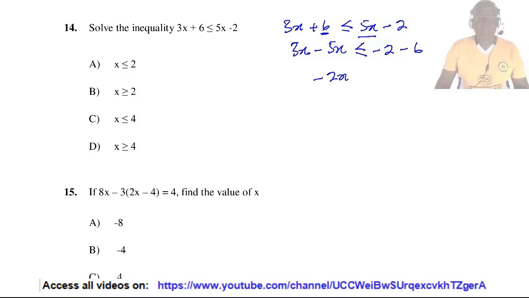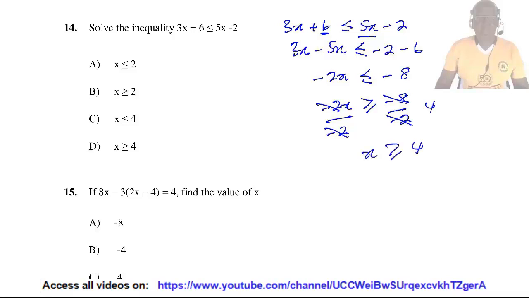So minus 2s is less than or equal to minus 8. We shall divide through the inequality by minus 2. The sign will reverse. This is because when an inequality is divided or multiplied through by a negative number, the sign reverses. Minus 2 will cancel minus 2. Minus 8 divided by minus 2 gives 4. So s is greater than or equal to 4. So the answer is D.